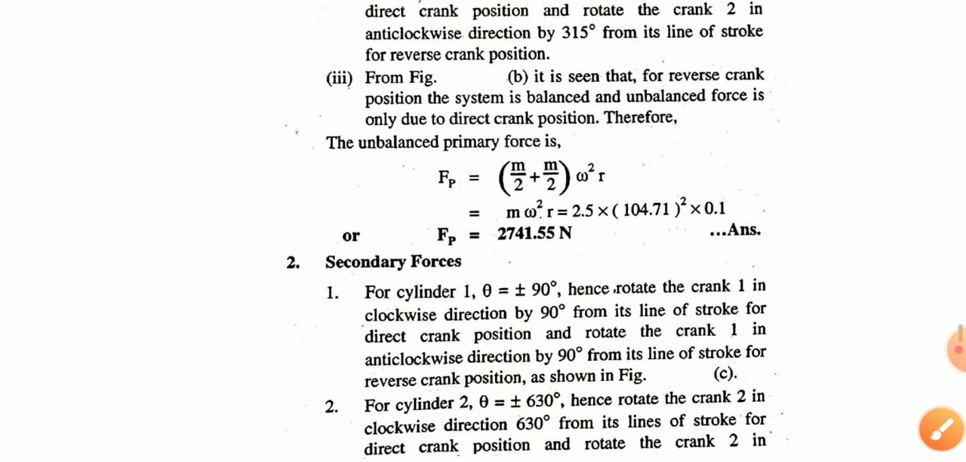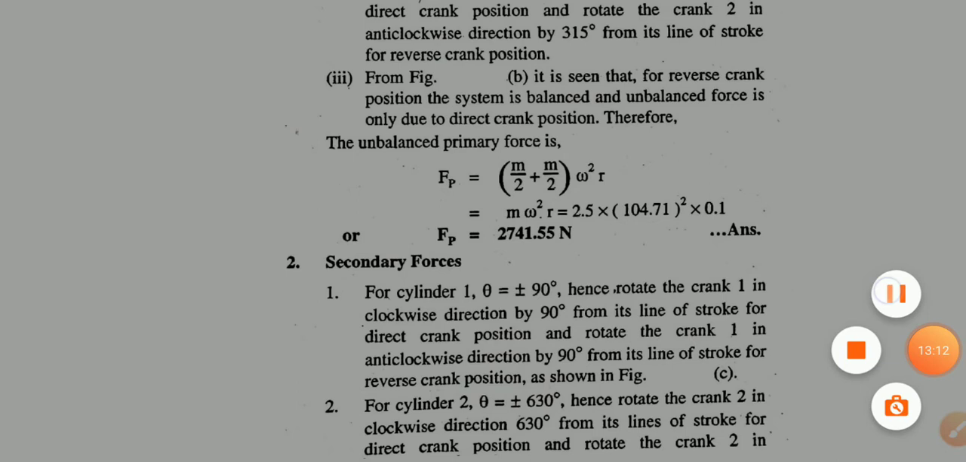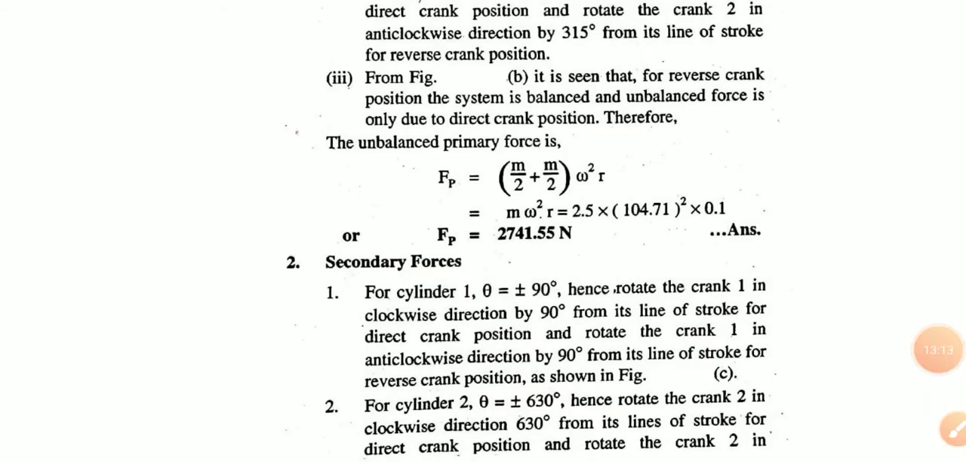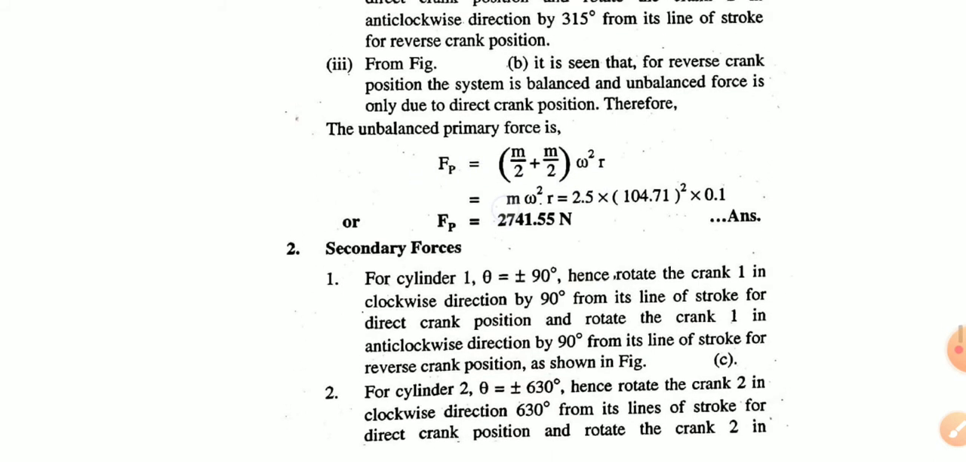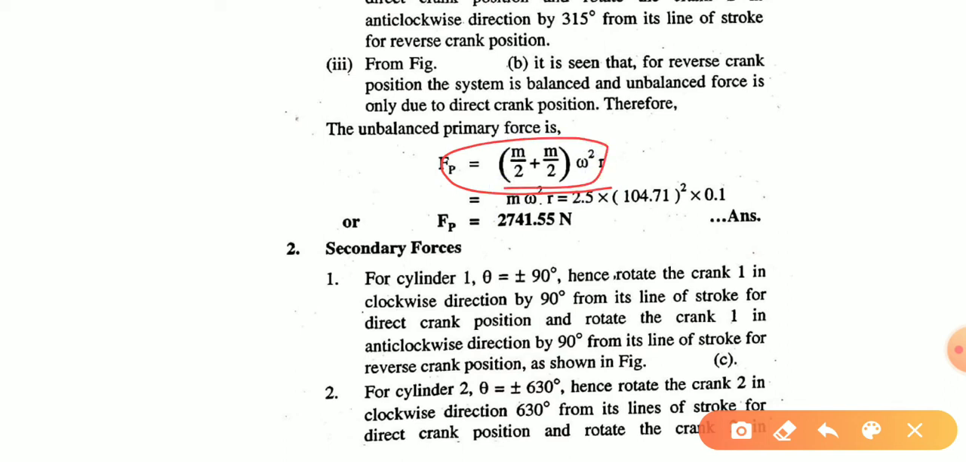So the unbalanced force will be equal to the sum of m1 by 2 plus m2 by 2. Both masses are the same, m by 2, so Fp will be equal to (m by 2 plus m by 2) omega square r.